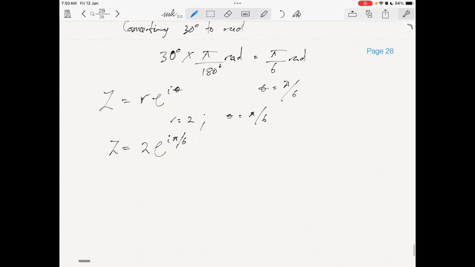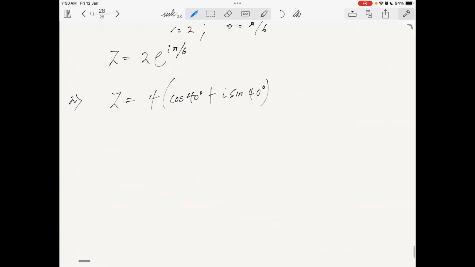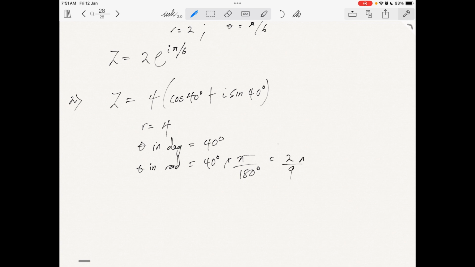Let's take for instance again, we have z is equal to 4 (cos 40 degrees plus i sin 40 degrees). Our r is equal to 4. Our theta in degrees is equal to 40 degrees. And our theta in radians is equal to 40 degrees multiplied by pi over 180 degrees. And that will give us 2 over 9 pi radians.